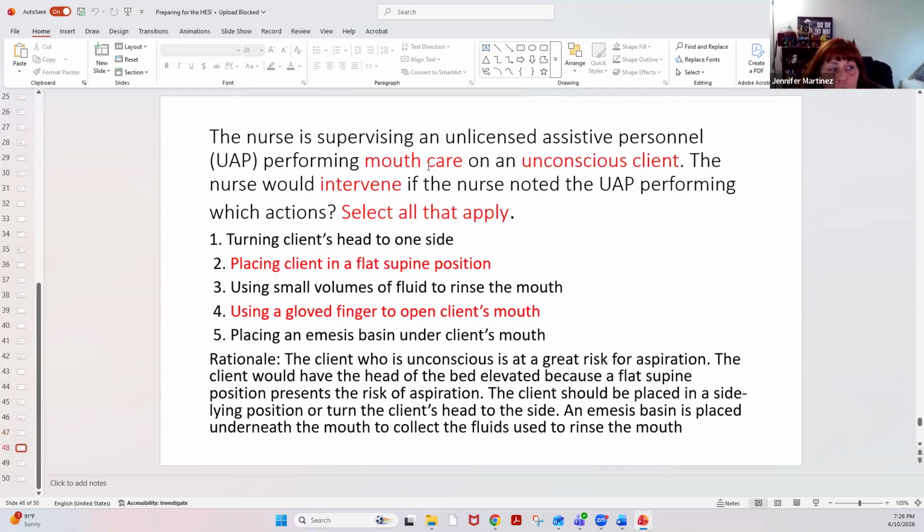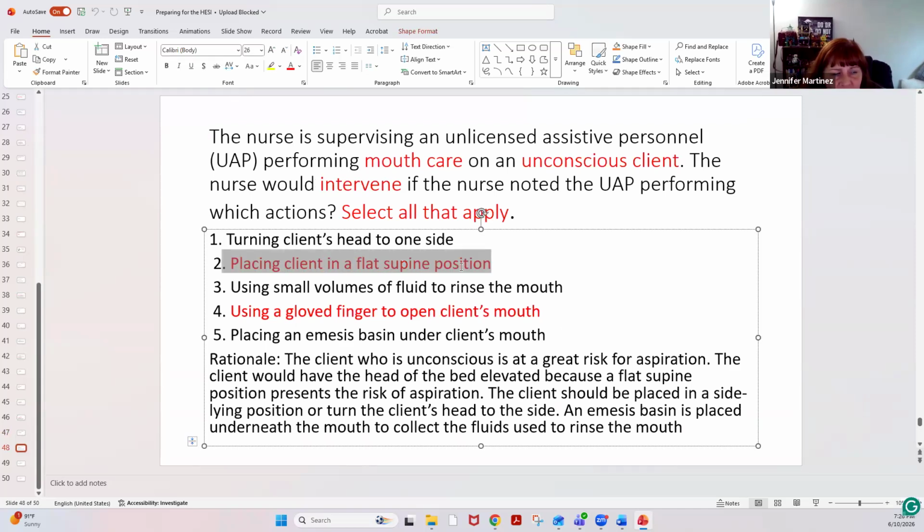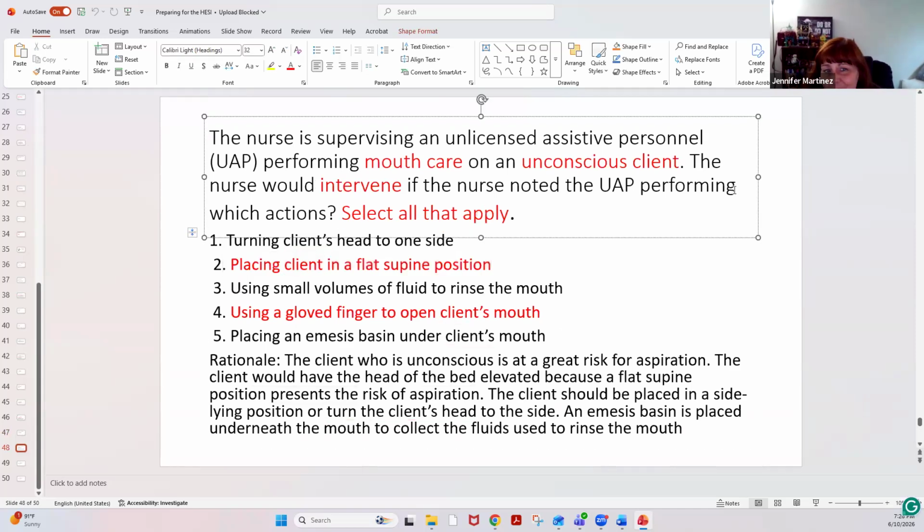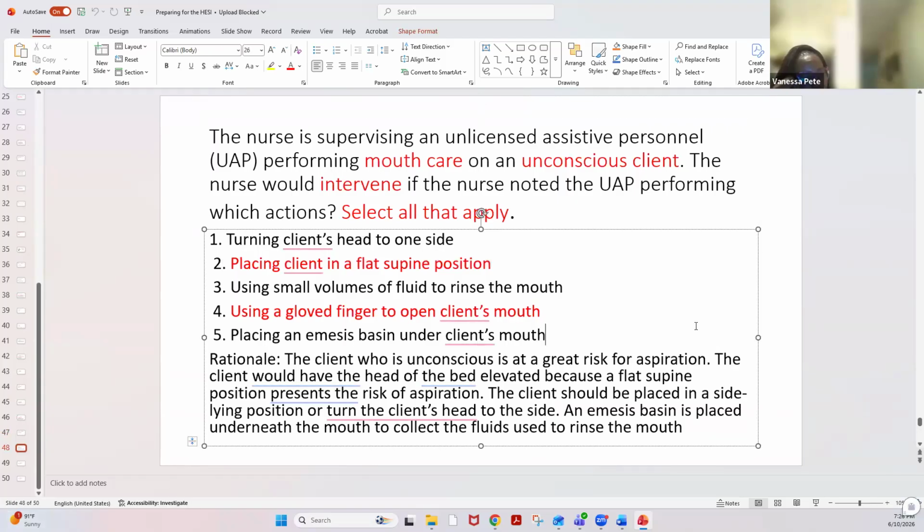So when are we going to intervene? One, placing them in that flat supine position, right? If we're going to do oral care, we're going to be putting fluids or anything in a client's mouth. If they're laying flat on their back and they're unconscious, that's a concern. Definitely don't want to open a mouth with your fingers.